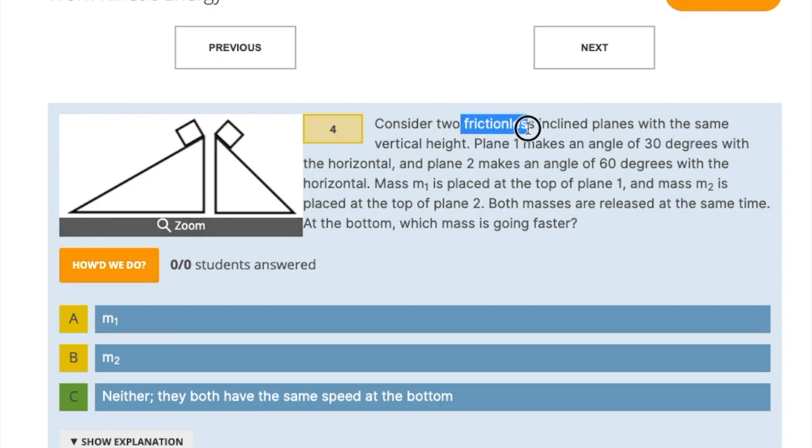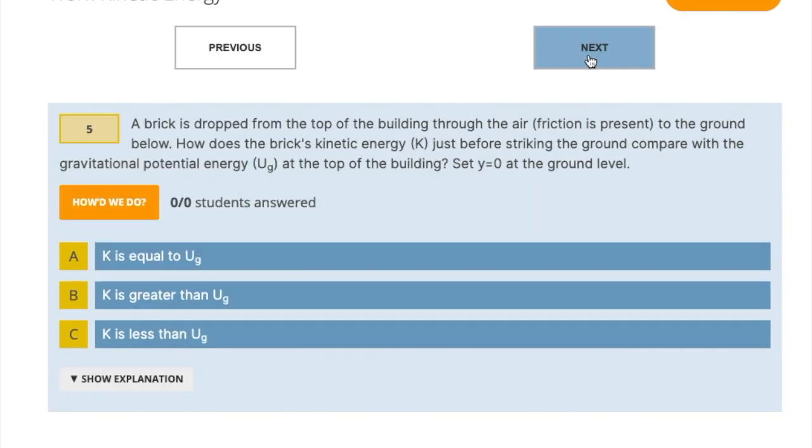Right, they'll be both going the same speed because the only variable here is height, especially with that frictionless incline. A brick is dropped from the top of a building through the air. Friction is present to the ground below. How does the brick's kinetic energy just before striking the ground compare with the gravitational potential energy at the top of the building? Say y equals 0 at the ground level.